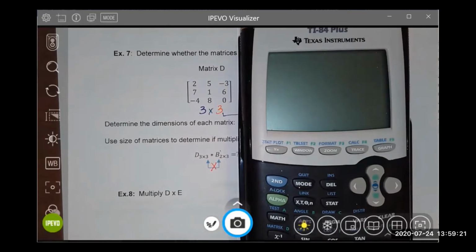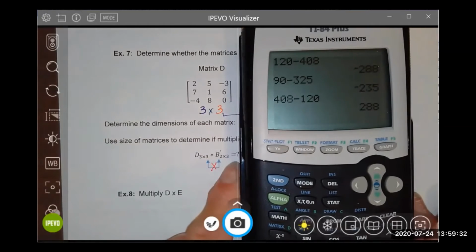All right, so I pulled out my calculator. This is an 84. An 83 will have slightly different looking entry points, but the general idea will be this.